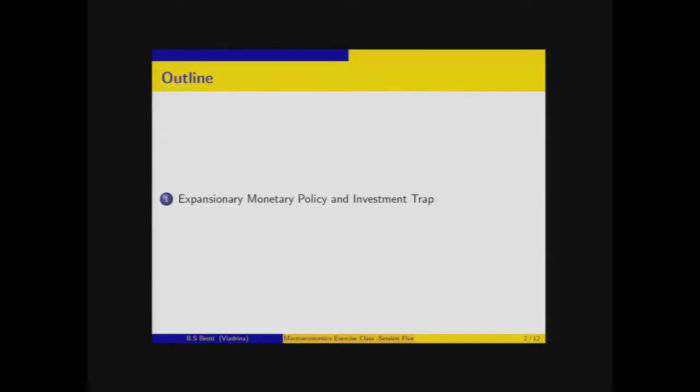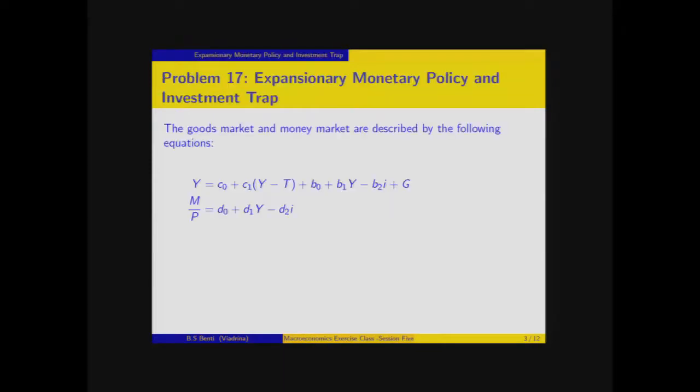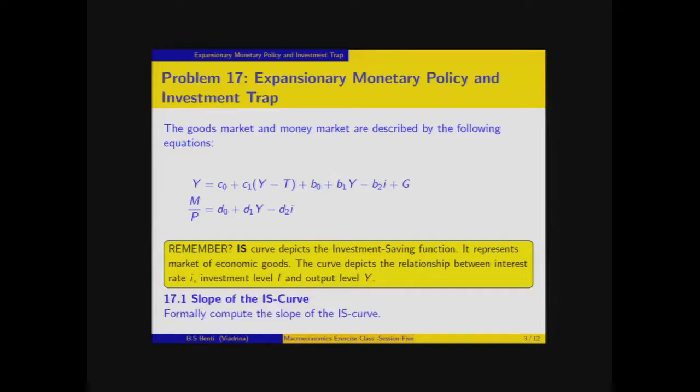For that, we are given in the question that the goods market and money market equilibrium are described in the two equations below. Remember, the IS curve depicts the investment and saving function. It represents the market of economic goods, and the curve depicts the relationship between interest rate, investment level, and output. So the first question in this problem 17 is to formally compute the slope of the IS curve.